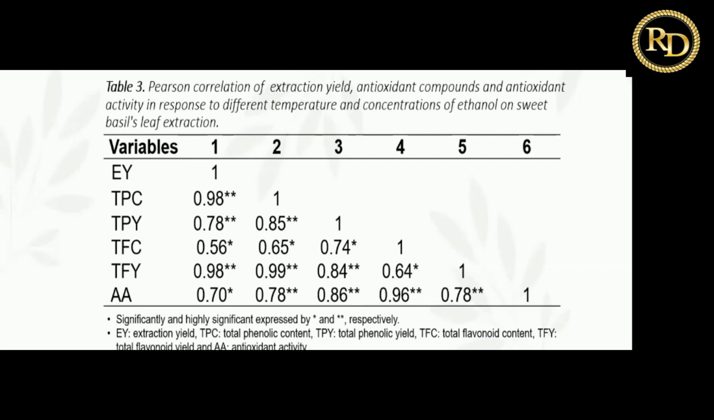In case of total phenolic content, there is a significant difference between all the treatments, and you can see that the highest content of total phenolic belongs to the combination of a low concentration of ethanol at higher temperature, which is 60% ethanol at 80 degrees Celsius. But the lowest content of phenolic belongs to a low concentration of ethanol at low temperature.